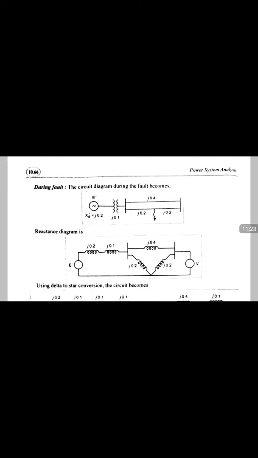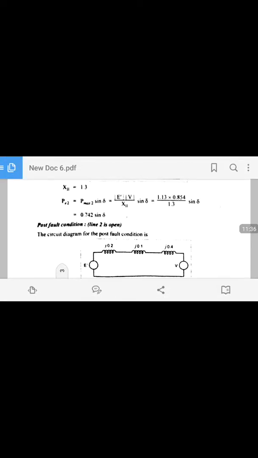In the last case, we have the circuit diagram for the post-fault condition. So we need not consider our second line here. We need not consider the j0.2, j0.2, whatever it is split into. Without considering that line, we have E dash, V, j0.2, j0.1 and j0.4. So it is the post-fault condition of the circuit. We may easily find the total reactance is nothing but 0.7. And P3 here is given as E dash.